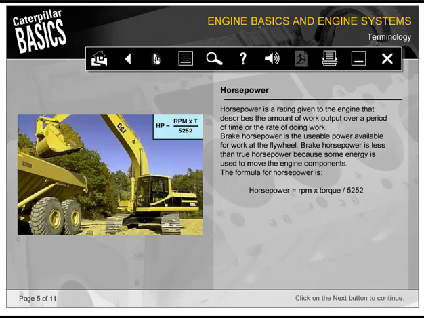Horsepower is a rating given to the engine that describes the amount of work output over a period of time, or the rate of doing work. Brake horsepower is the usable power available for work at the flywheel. Brake horsepower is less than true horsepower because some energy is used to move the engine components. The formula for horsepower is RPM multiplied by torque and divided by 5,252.